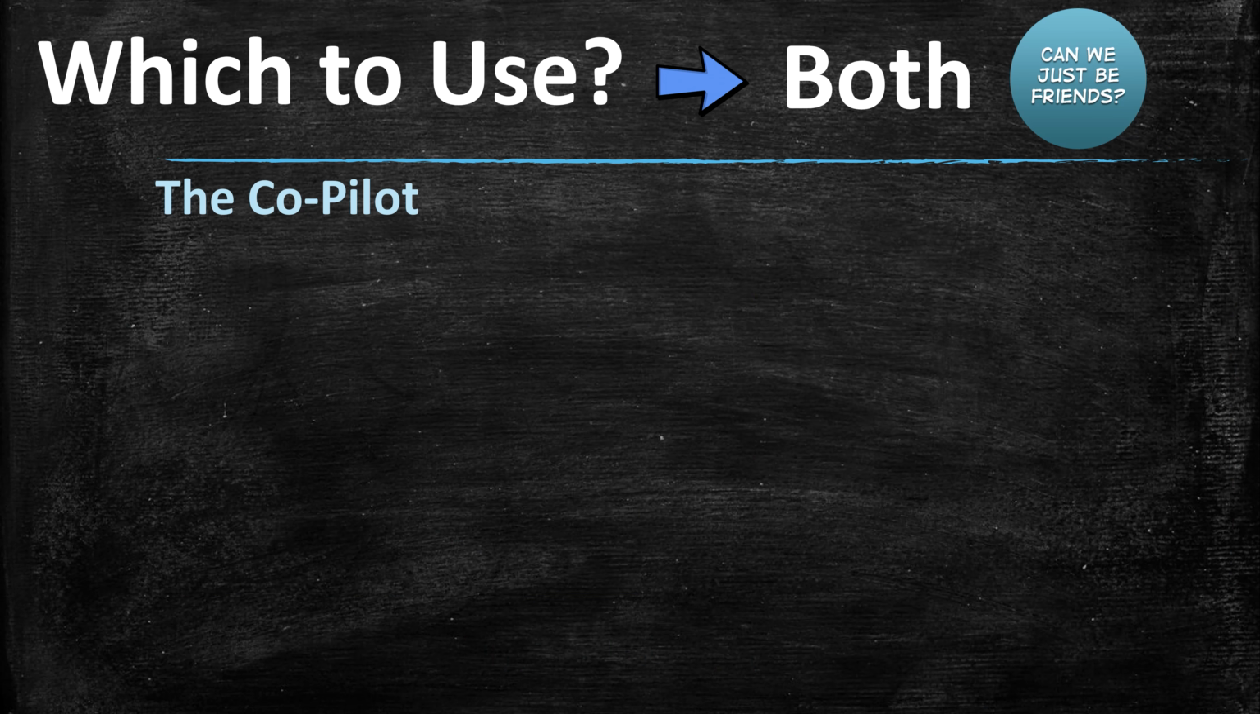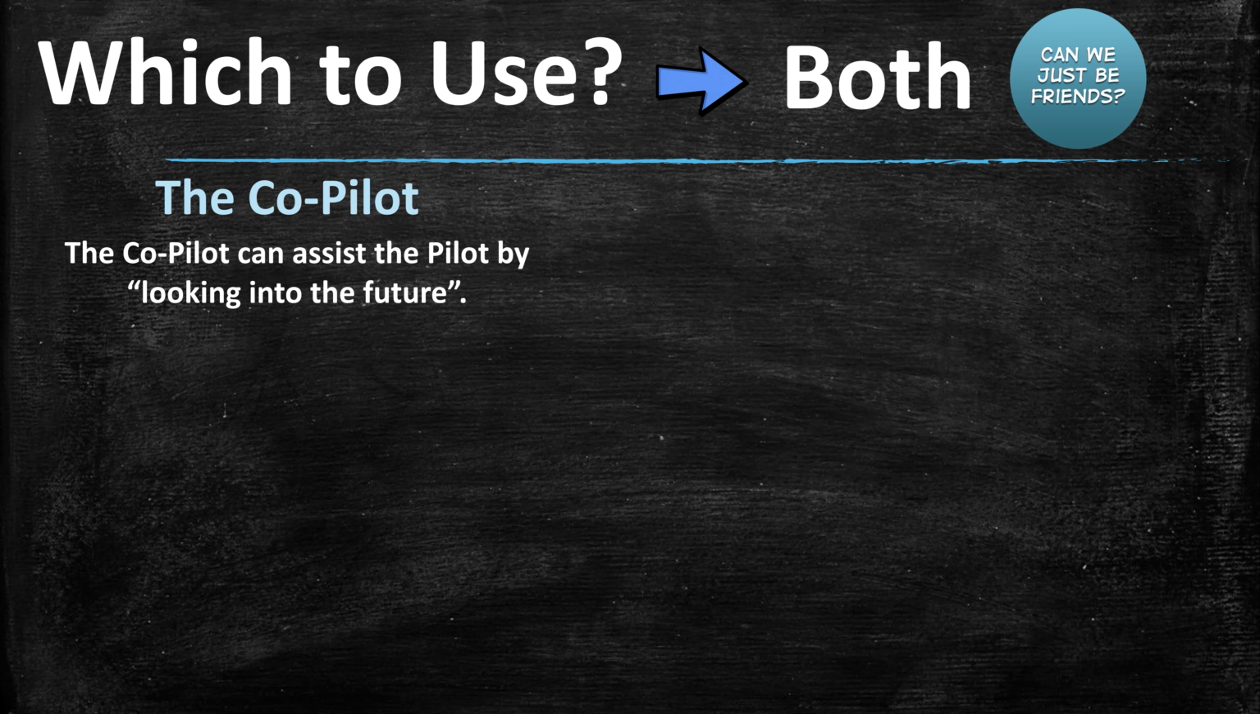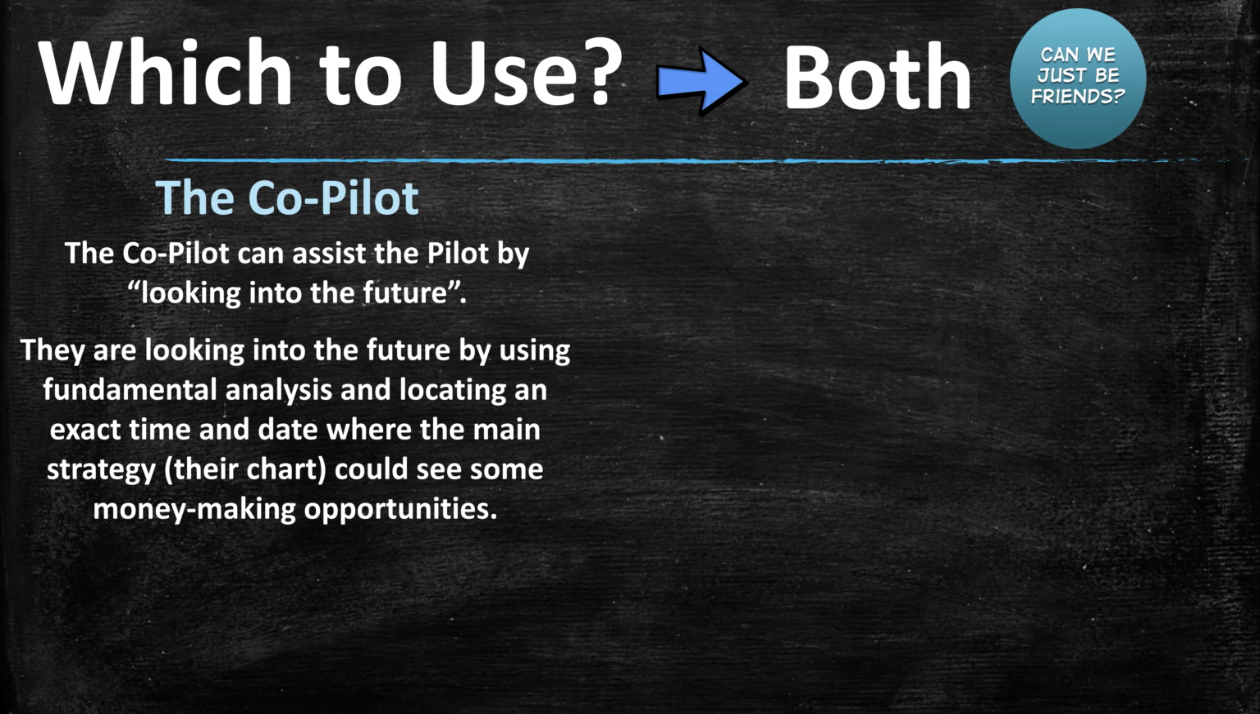Now, the co-pilot here, remember, the co-pilot is just assisting. In this situation, they're going to assist by looking into the future. What do I mean by that? Well, they are looking into the future by using fundamental analysis and locating an exact time and date where the main strategy, which is their chart, could see some money-making opportunities. So in this situation, it's just a matter of the co-pilot helping to find an opportunity to maybe make some money. It's not the fundamental analysis that's necessarily going to make any money, but it is going to help find the money-making opportunity.